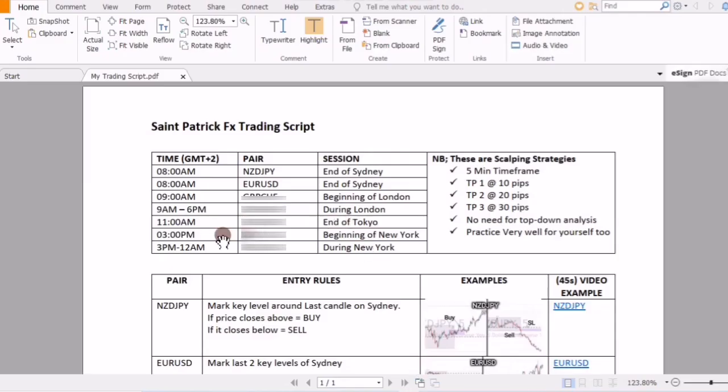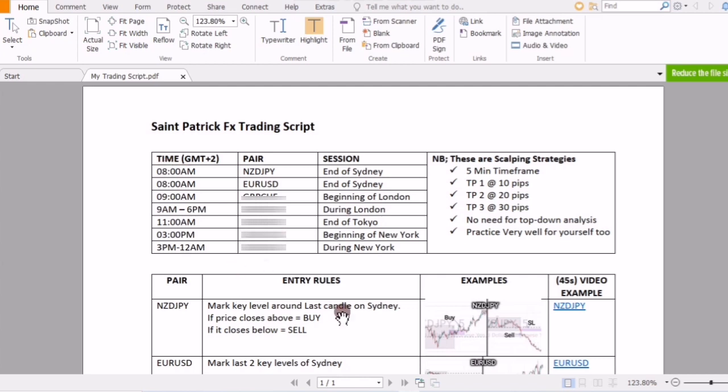Okay, let's go back to it. For example, this is NZDJPY. You will only trade that one at 8 a.m. And for those who do not have that indicator, 8 a.m. is the end of Sydney. So if you don't have the indicator, there's no need to focus on the session. You can just check the time. The time and the session are in line. They point at one and the same thing. So end of Sydney, that is 8 a.m.